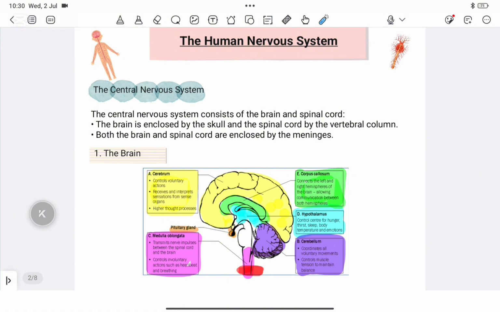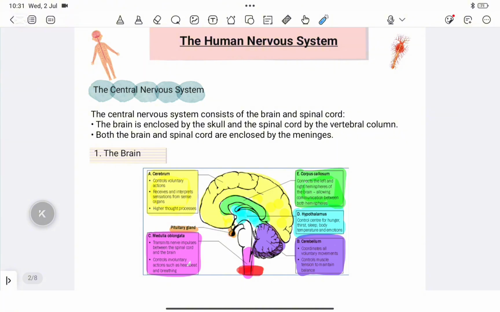And it also controls involuntary actions such as heartbeat and breathing. Involuntary actions are basically automatic actions that your body does for you. You do not have to think of doing it. For example, you don't have to think of blinking, you don't have to think of breathing, you don't have to think of your heart beating. All of those things are automatic actions that your body does for you. You do not have to think of it, as opposed to voluntarily, where you decide, I want to do this.